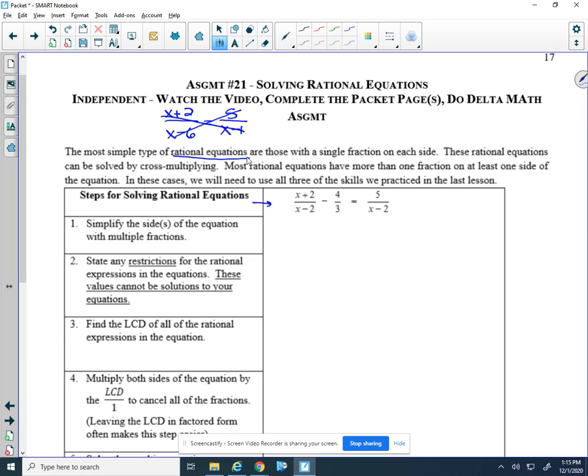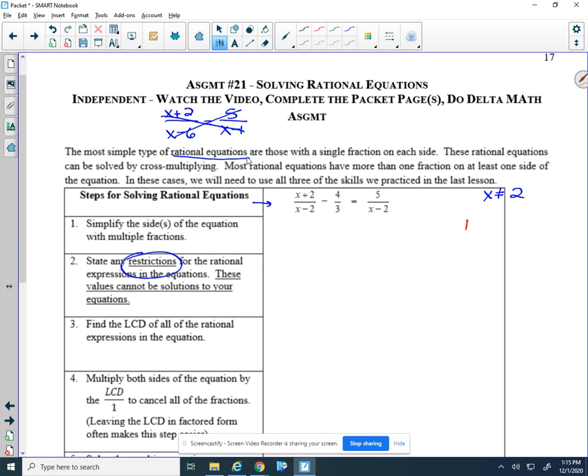Now, one thing that can come up: we learned restrictions at the beginning of this unit. Restrictions are important because if we get answers that are restrictions, we have to cross them out. So looking at my full rational equation, my only restriction is that x cannot equal 2. If I get 2 as an answer at the end, I'm going to have to cross it out because we can't divide by 0.